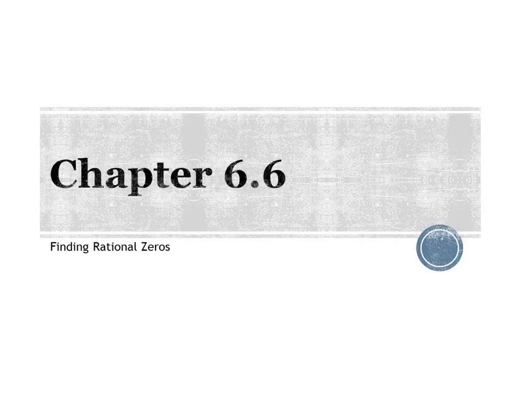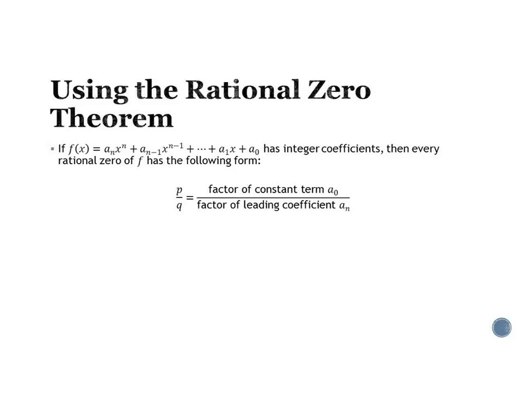So remember, finding the zeros is a form of solving, and I'm solving for those x-intercepts, those are my zeros. But I'm, at the moment, only going to find the rational ones. So that would be the ones that can be written as fractions. So we have the rational zero theorem.